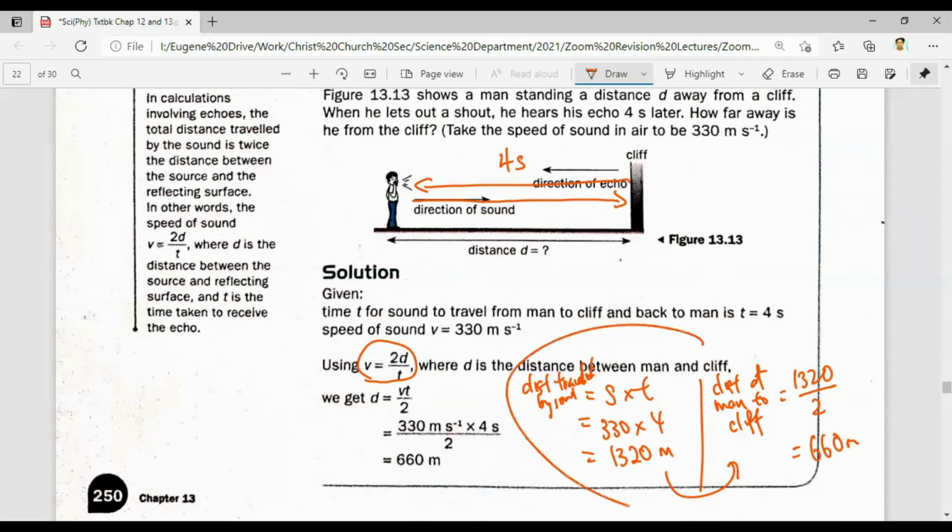So typically I will advocate doing this instead of v equals 2d over t, because this one is really about understanding what the situation is. However, I know some of you have been memorizing this and applying it correctly, so you can also go ahead and continue to do it.